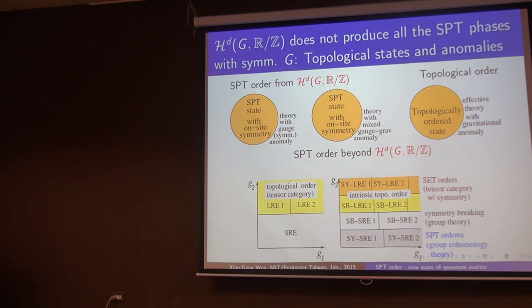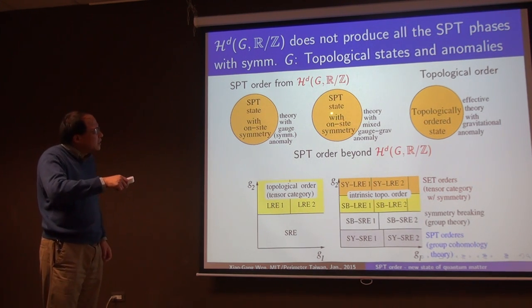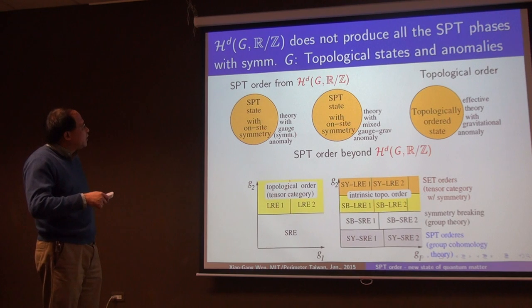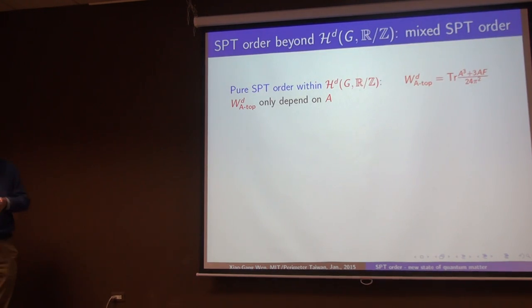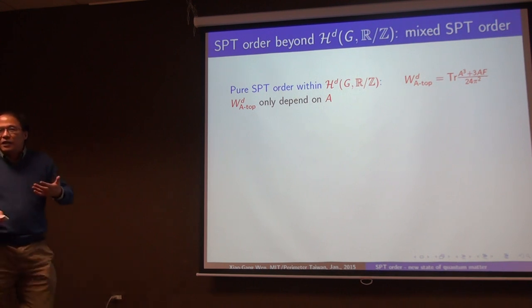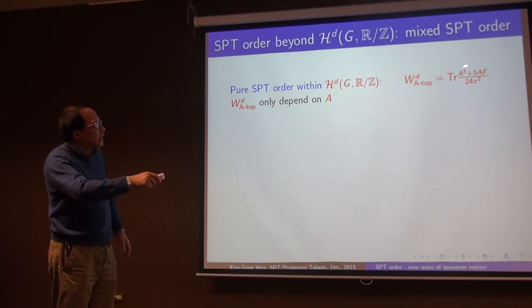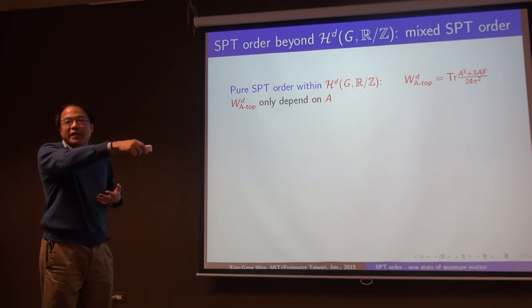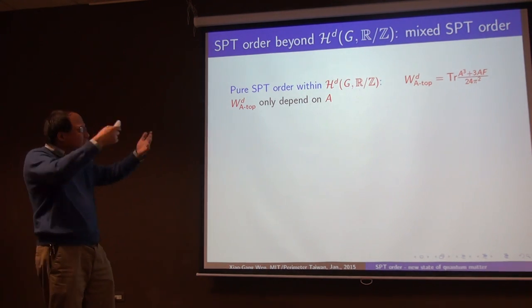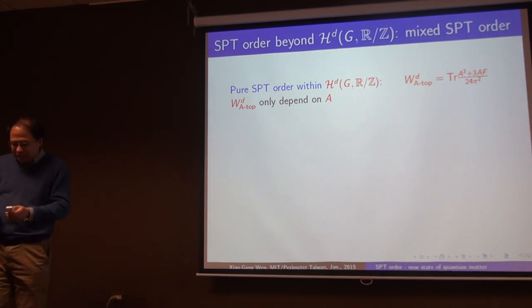Okay. But how to understand this SPT phase with a mixed gauge-gravity anomaly? Here we just say that the SPT phase described by group cocycle we call the pure SPT phase, because it has a pure gauge anomaly, and the pure gauge anomaly has a topological term which is like a Chern-Simons term, which is a pure gauge term. So this is a pure gauge topological term, and that gives us a pure SPT phase.